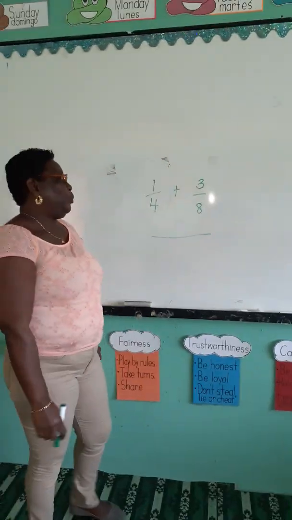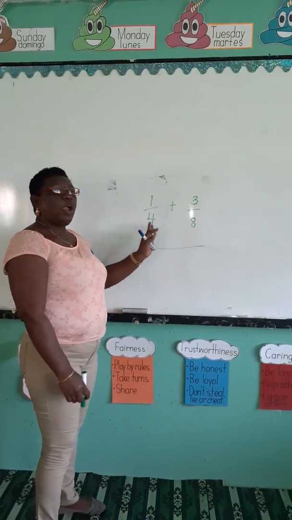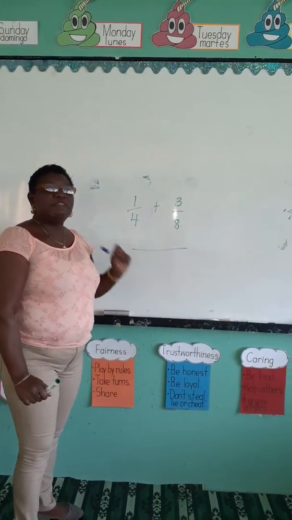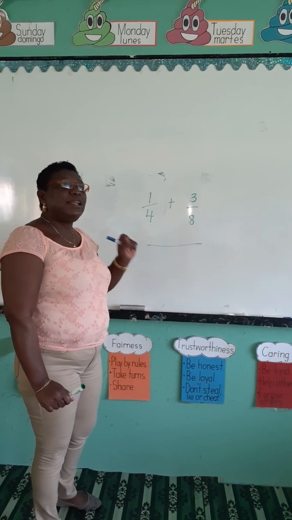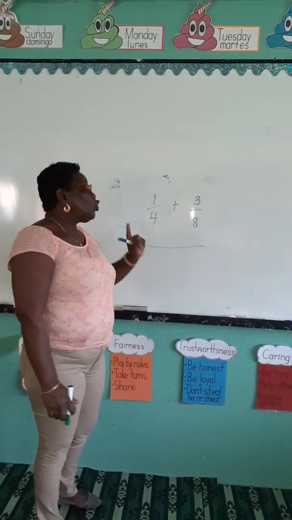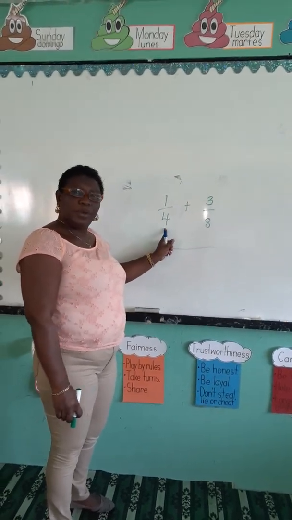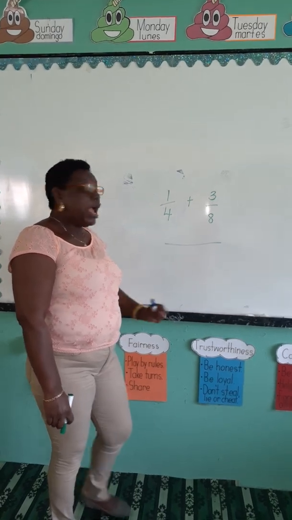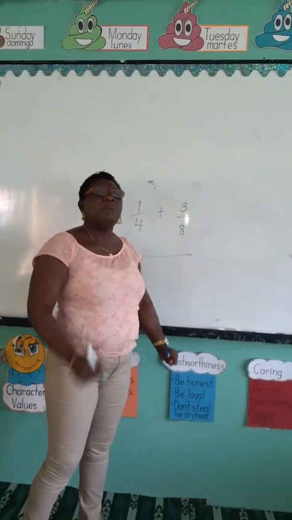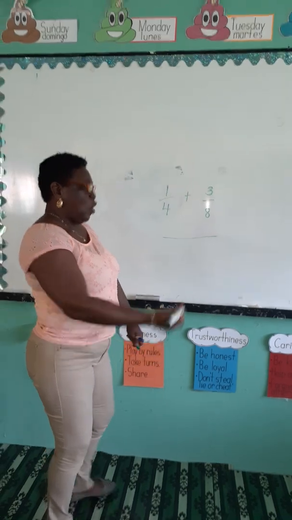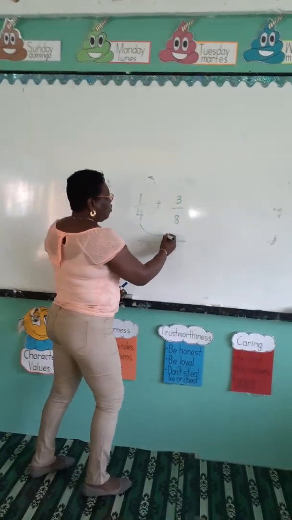So let's look. We have 4 and we have 8. We know that LCM means finding the lowest common multiple. So the multiples of 4, we know what they are, and we know the multiples of 8. But now let's look at it this way. We have 4 and we have 8.